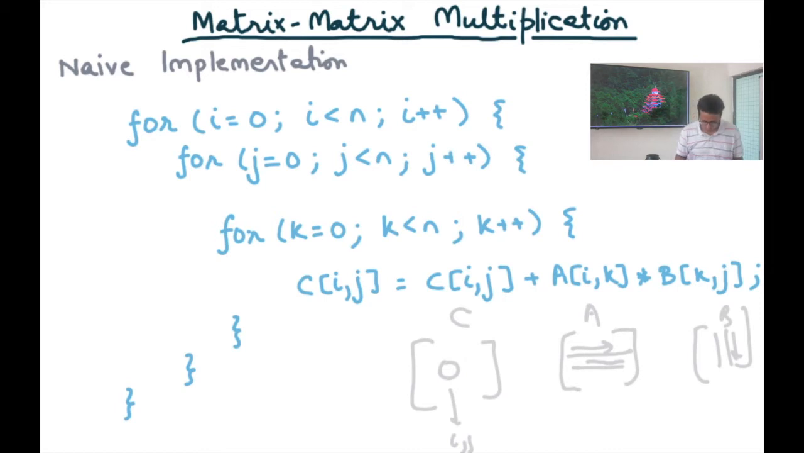So this particular loop, if you look at it, is actually an order n cube loop because there are three nested loops, each of them iterating a variable from 0 to n.